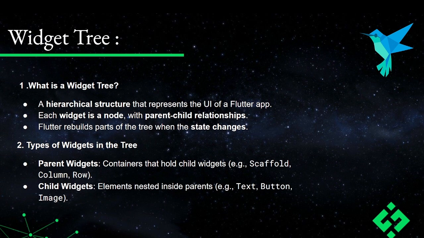Basically, it is a hierarchical structure that represents the UI of the widgets in the Flutter app. Each widget is a node with a parent-child relationship, and it defines how an app user interface is organized. It is a tree-like data structure that shows how widgets are arranged in a parent-child relationship. So, this is a type of widget in a widget tree, that is parent widget and child widget.